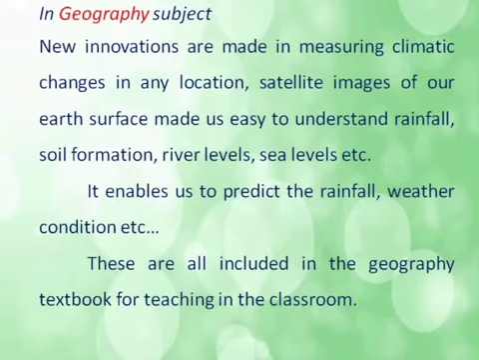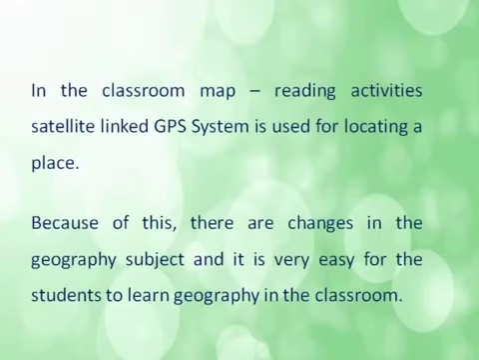And next, the geography subject. Geography means automatically the climatic changes. Then because of this technology, satellite images of our Earth's surface made it easy to understand all those things. It helps to predict the rainfall and all. These are all included in the geography subject for teaching in the classroom. Also the map reading activity, satellite link GPS system is used. So it is helping the students a lot to learn the geography subject.